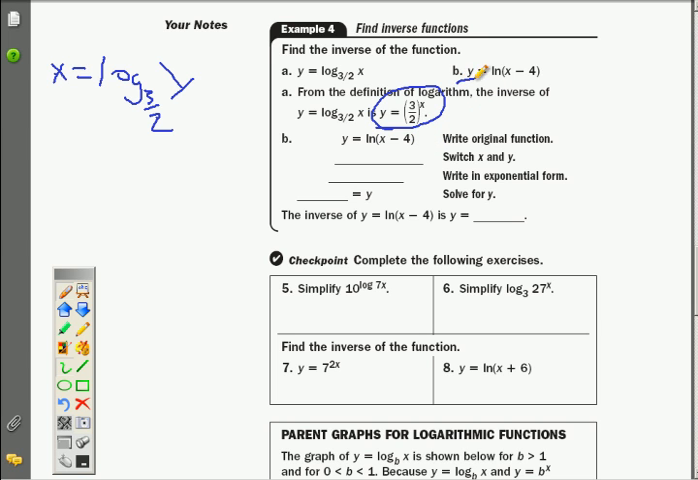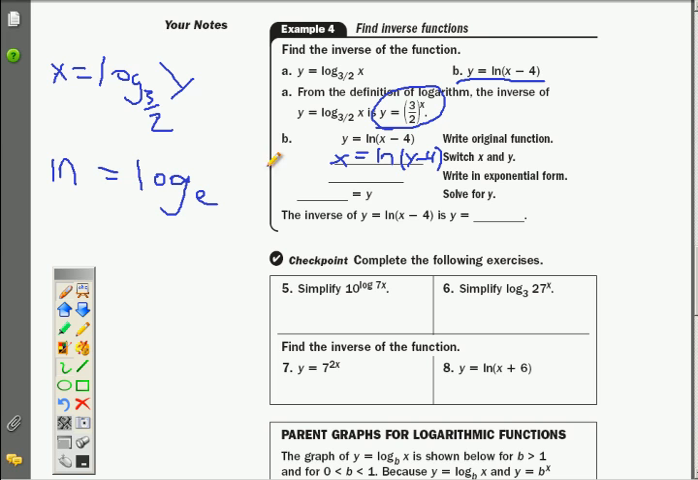Take a look at this one. y equals natural log of x minus 4. The natural log is log base e. We're going to switch the x and the y, so now I have x equals the natural log of y minus 4, right? And because this is log base e, natural log actually means log base e.